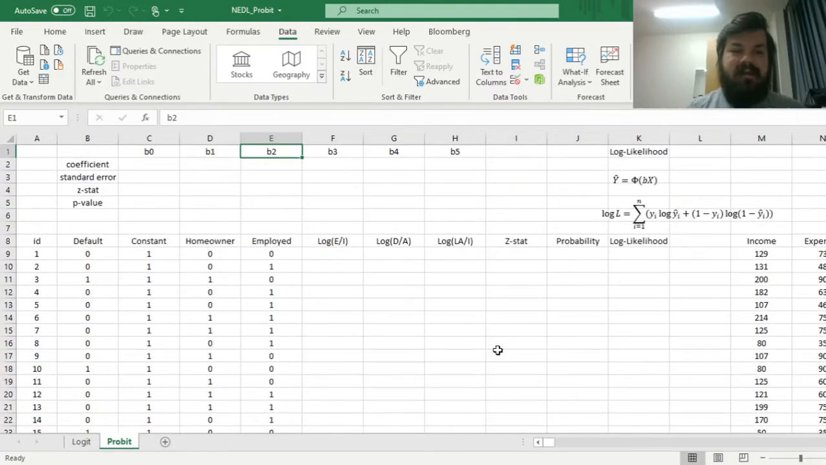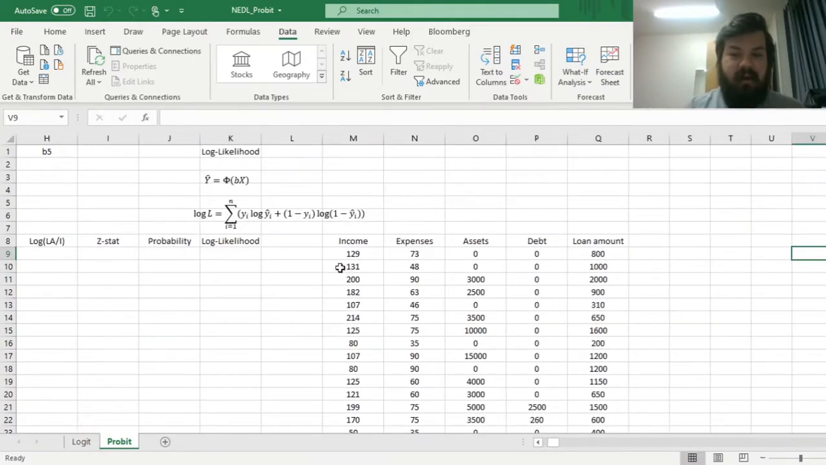And we suspect that those would have a positive association with loan repayments and thus a negative association with defaults. So homeowners and full-time employees would be less likely to default on their loans. And this is a hypothesis we can rigorously test using the Probit model.